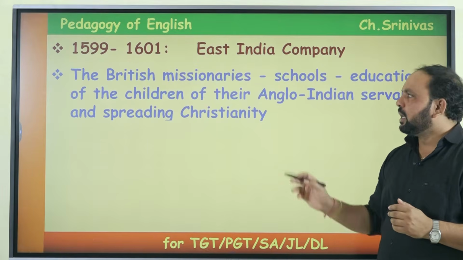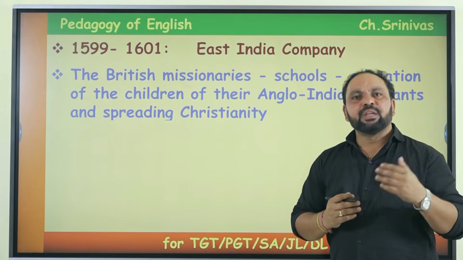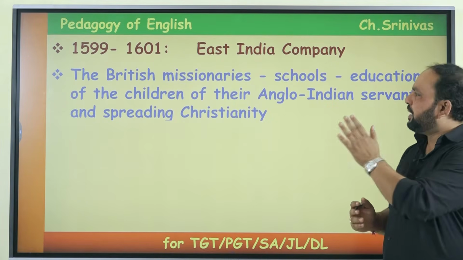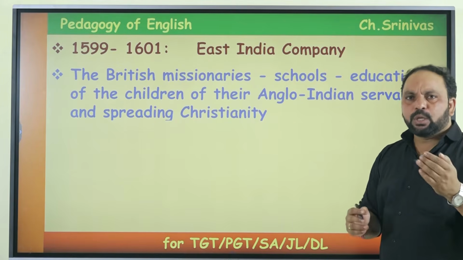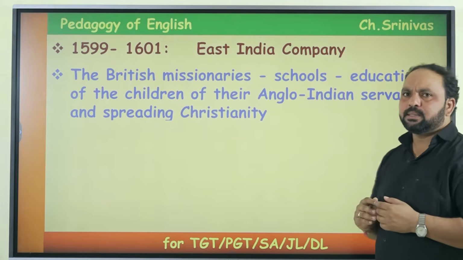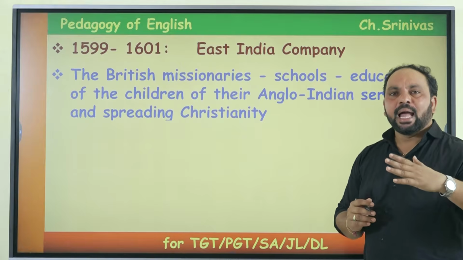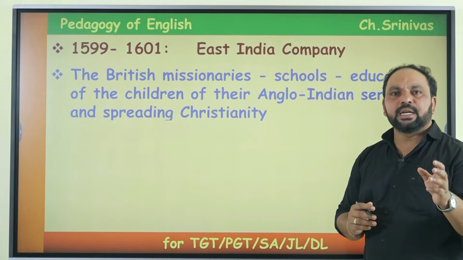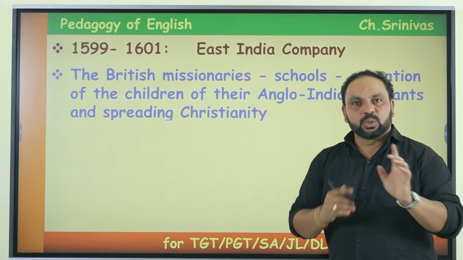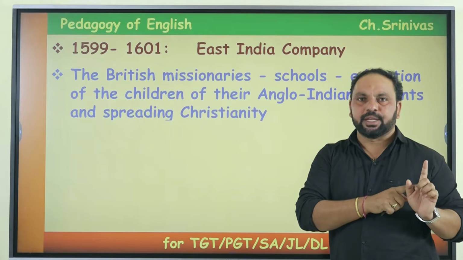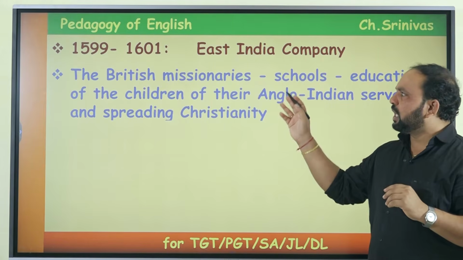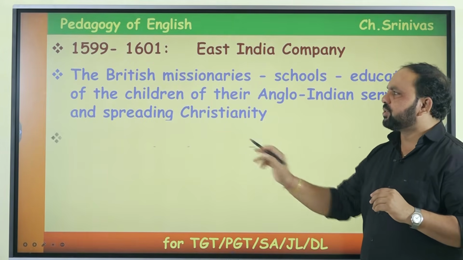the Indian merchants. And soon after the East India Company, even the British missionaries also entered India. So these British missionaries wanted to do 2 things. They wanted to establish schools for the education of children of their Anglo-Indian servants. Okay, usually the missionaries have Anglo-Indian servants, and their children needed to be educated in English. So they wanted to establish schools that teach English language, and they also wanted to spread Christianity in this country. So this was all about around 1602 or 1605.